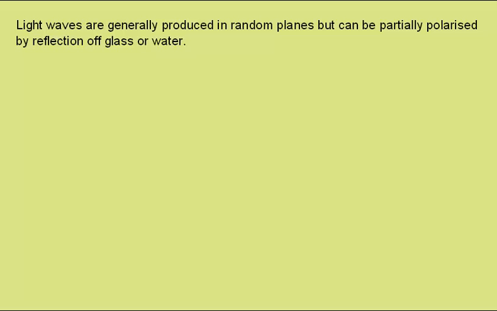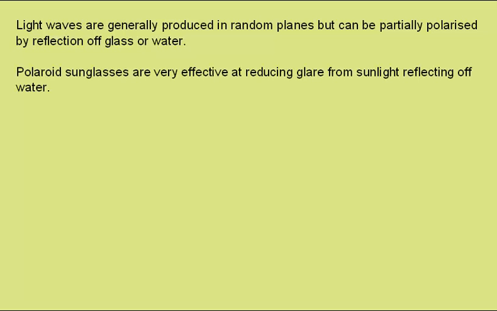Light waves are generally produced in random planes, but can be partially polarized by reflection off glass or water. Polaroid sunglasses are very effective at reducing glare from sunlight reflecting off water.